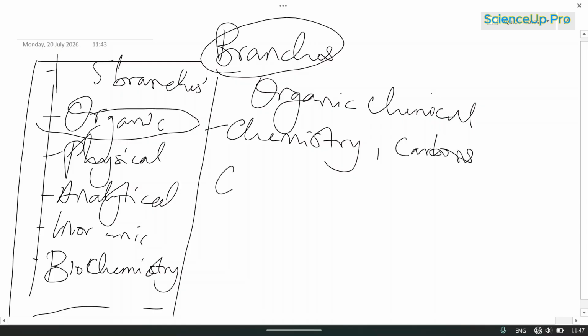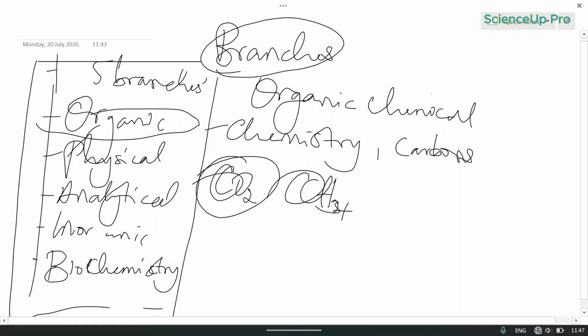For example, carbon dioxide is an organic compound because it contains carbon, right? You can also talk of methane. These are organic compounds, CH4, not CH3. They contain carbon. So any compound which contains carbon and you are studying it, you are studying organic chemistry. Organic chemistry studies all the carbon containing compounds.